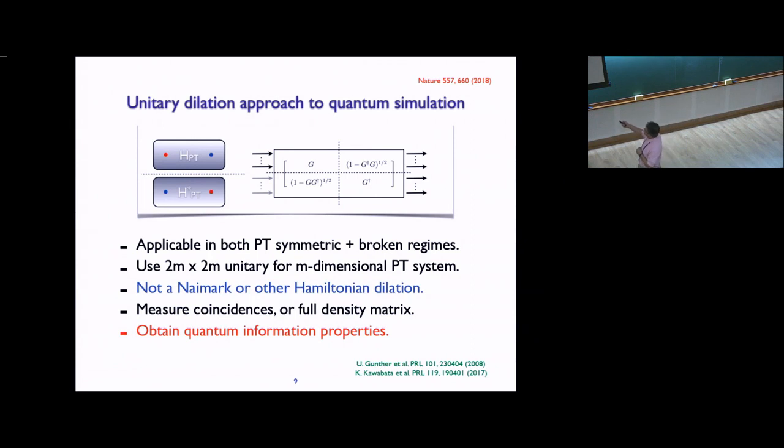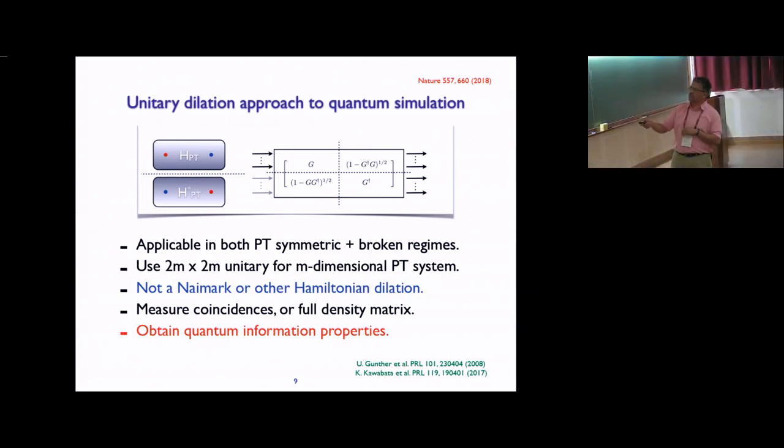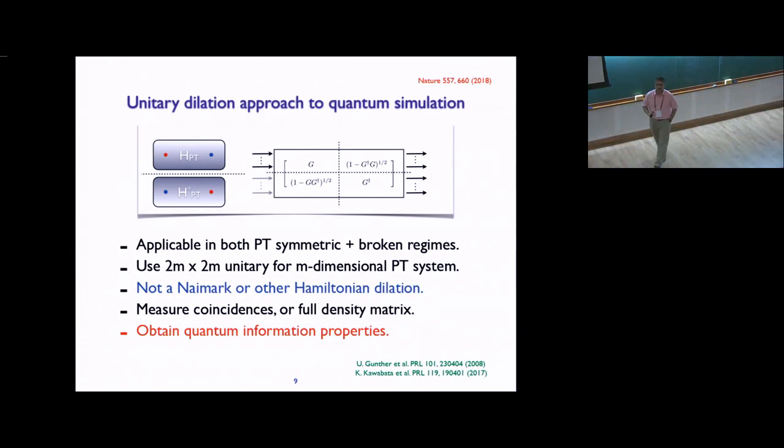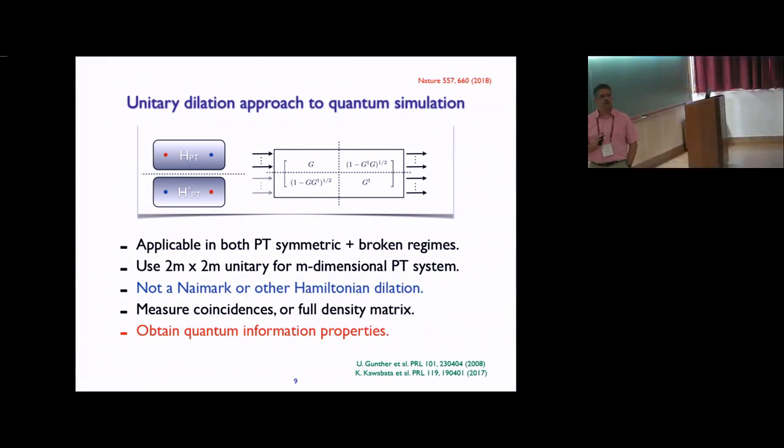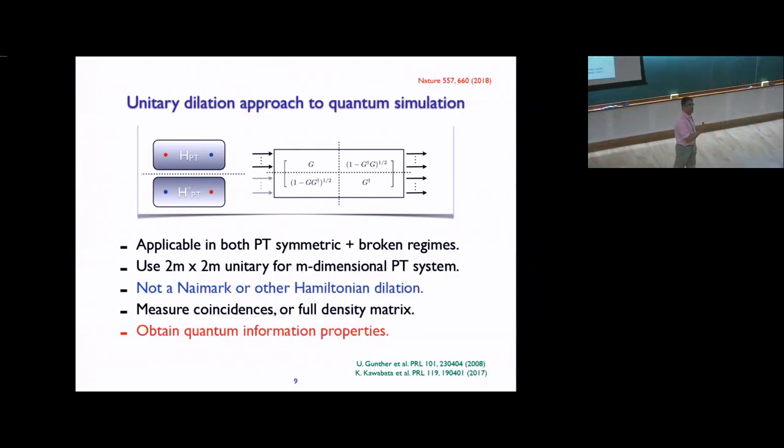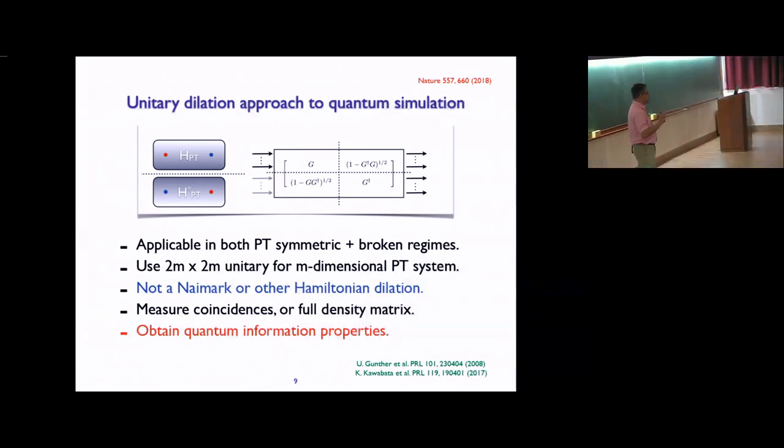And then, if you have a system like that, you start out with, you can measure coincidences with multiple photons, you can create the full density matrix, you can obtain quantum information properties and all of that by essentially looking at what would be the time evolution for that particular PT symmetric Hamiltonian and embedding it into time evolution for a larger system. And that's basically the key idea.